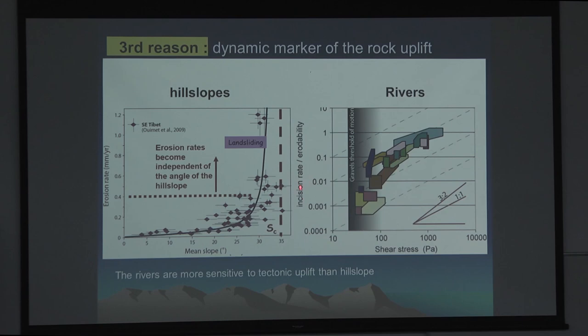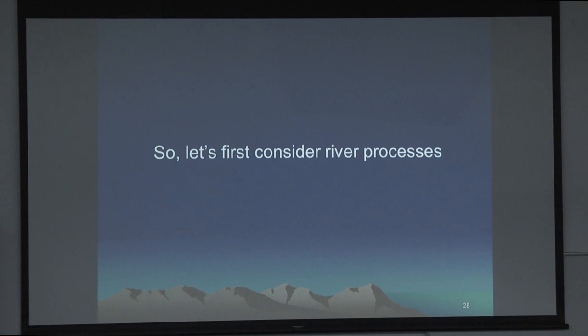In contrast, if you compare the incision rate and some variable linked to the topographic slope, you see that the higher the slope, the higher the incision rate. So we don't observe this kind of limitation. For that reason, we can use river topography as a marker of erosion and uplift rate more easily, or with more sensitivity than hill slope. So let's first consider river processes.